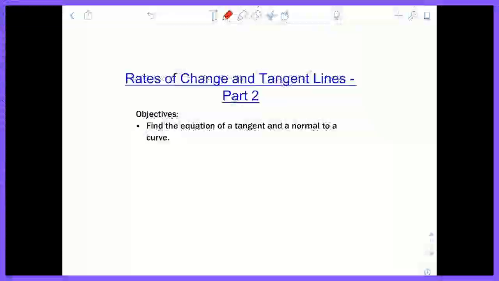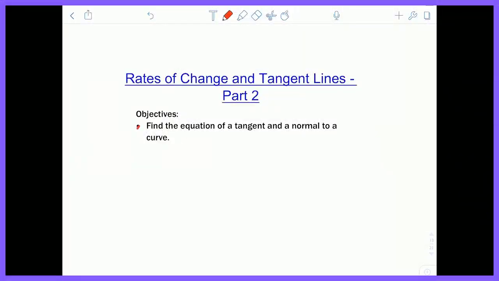Hey everyone, Mr. Schachter here with rates of change in tangent lines part 2. This video is going to focus on finding the equation of a tangent and a normal to a curve.